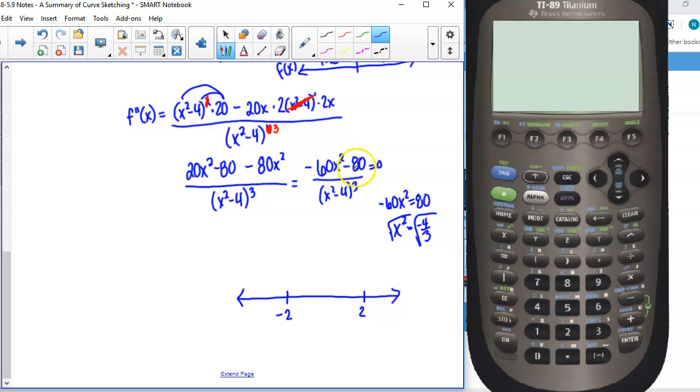And if you think about this, negative 60x squared minus 80 is always negative, because x squared is going to be positive. You've got negative times a positive, minus a positive, so this is going to be negative. So this is always negative. And then x squared minus 4 to the third: if you plug in like a negative 3, then you will get a positive. It will be a negative here and a positive here. So you end up with negative, positive, negative. So that's concave down, concave up, concave down.